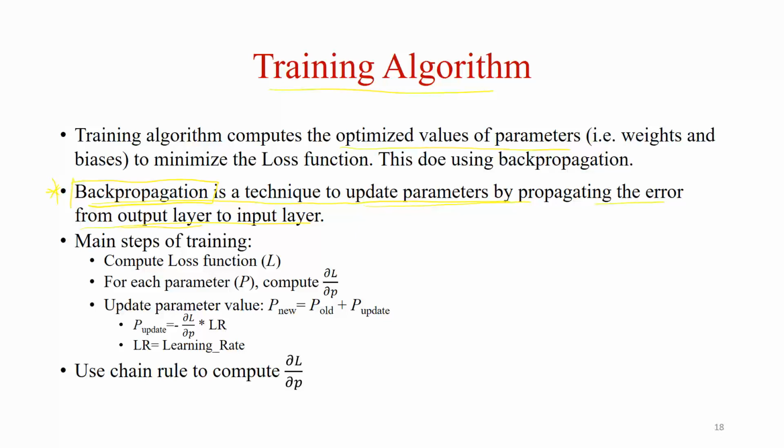Again, we remind ourselves of the main steps of the training. We compute the loss function for each parameter. We find the derivative of the loss function with respect to P. We update the parameters: the new value is the old value plus the update. The update equals the derivative of the loss with respect to the parameters times the learning rate. Typically we use the chain rule to compute delta L over delta P, where P is the parameters here.